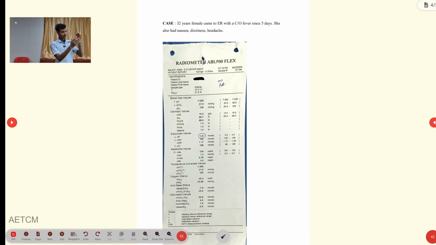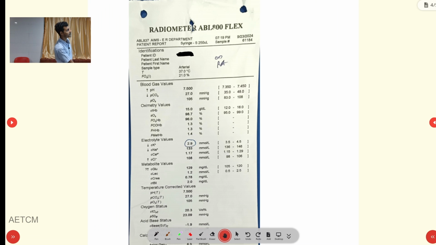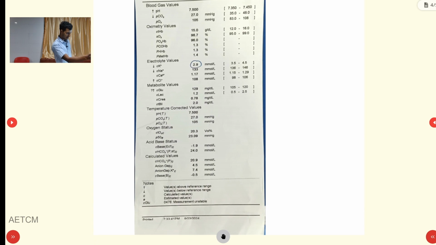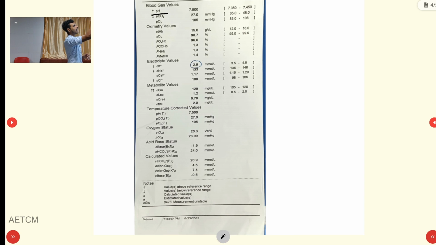So this is our 32 year old female, she presented to our ED with complaints of fever, 5 days of fever history. Okay, this is the ABG. Hope you are able to see this one. So the pH you can see is about 7.500, so it is indicating a high level of pH. It is indicating alkalemia. Now we have to rule out whether it is metabolic or respiratory.